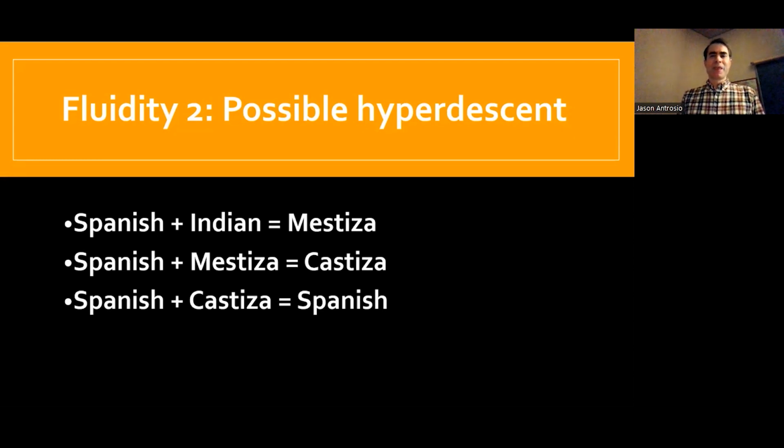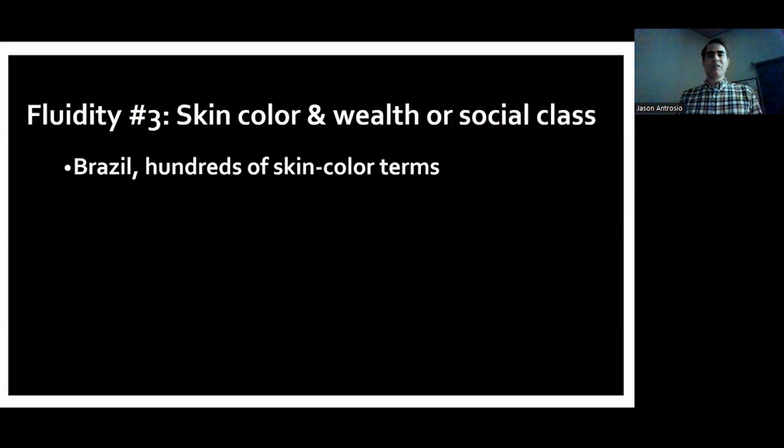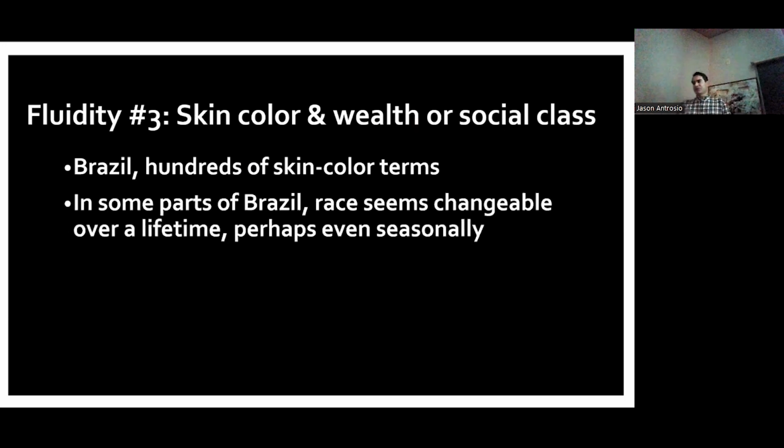Now, as I mentioned, in Brazil, they actually do look at your skin color and examine your skin color and then have different words for what race you'd be. And in some parts of Brazil, people say that they either get lighter or darker over a lifetime. And some people say that, during the summer months when they're working outside, they become a different race than during the winter months. So it really is people talking about skin color.